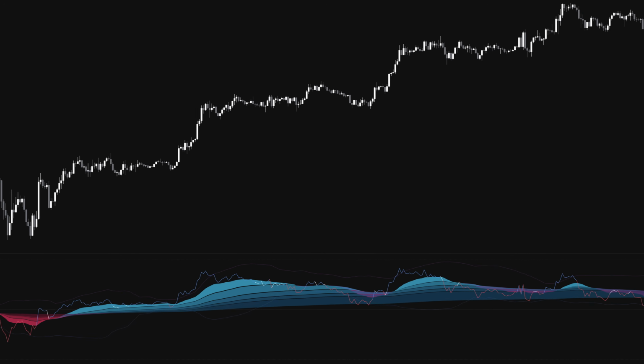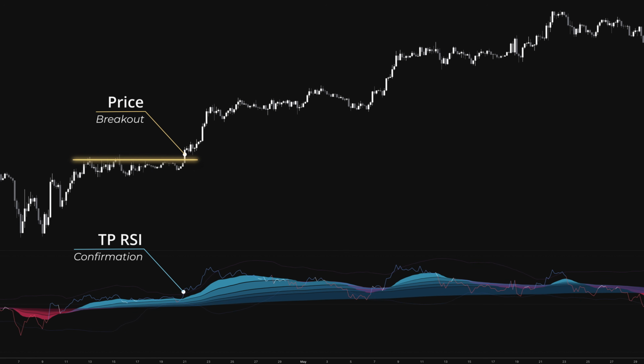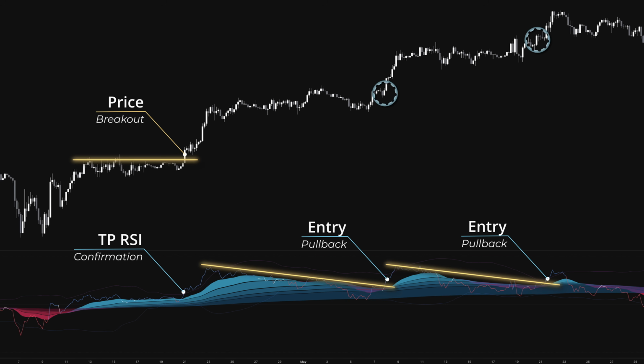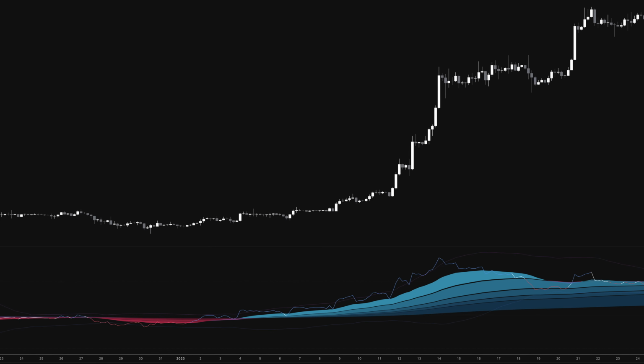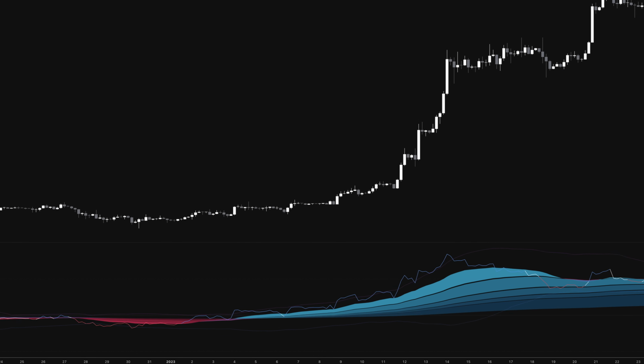This is a perfect uptrend example. After the initial breakout, we got a couple of clean pullback re-entry opportunities. Each time, RSI rejected the ribbon, colors aligned, momentum confirmed. This is what proper trend following looks like with TP RSI. And here notice how quickly the ribbon rejects the RSI when momentum is very strong.